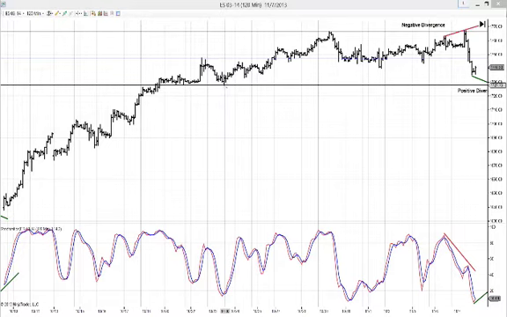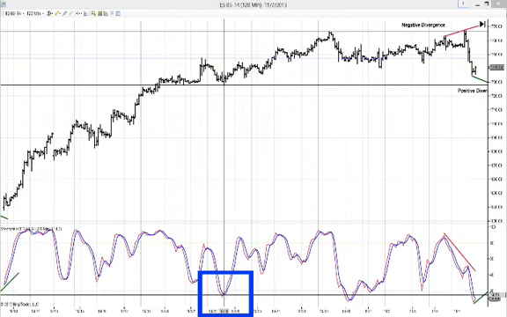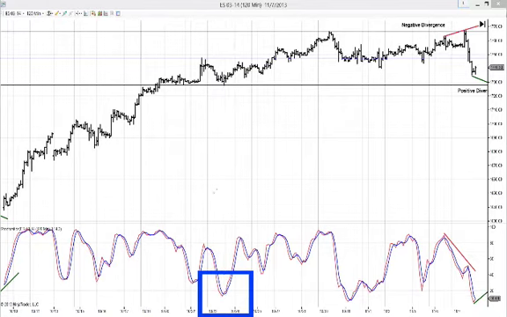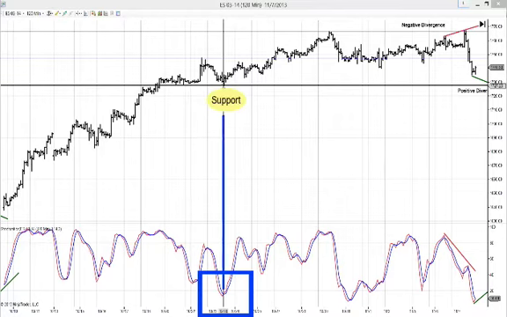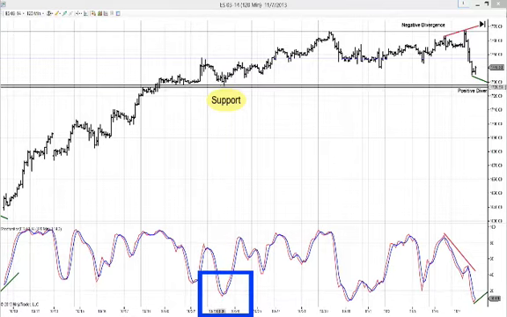Now, what happens if when it came back to support, just by having identified this, we would have put a buy order here? But what if we can verify that buy order with the stochastics? And look, the stochastic has already penetrated the oversold area right where it hits the support area.